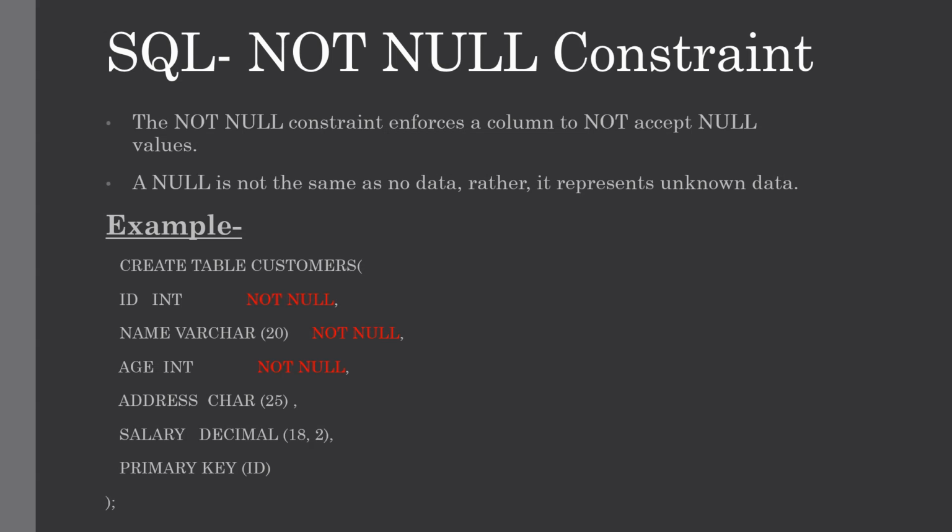Let me explain with a simple example. This is the SQL command line interface, and today we are going to use not null constraint on a create table command. In this example, we will create a students table in which the columns will be student number, first name, last name and class. For this, we will give not null constraint to student number, first name and last name. Let me show you how to do it.